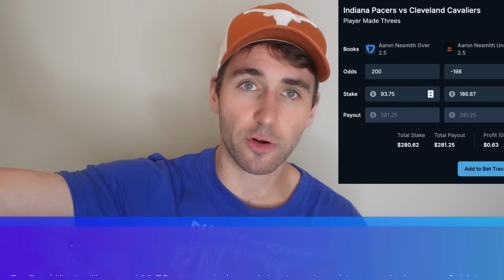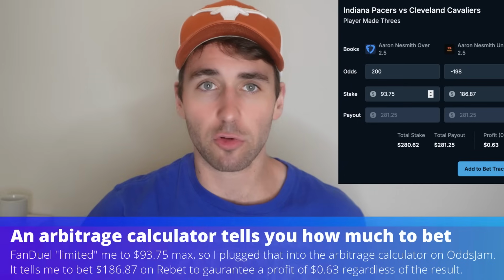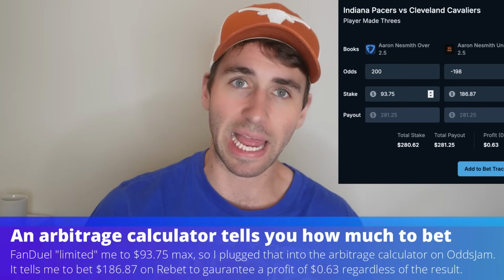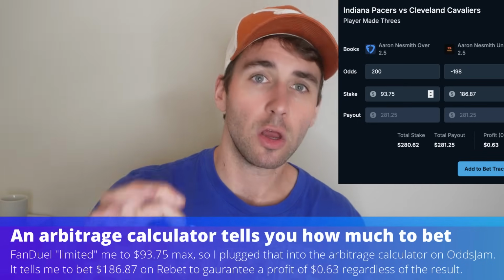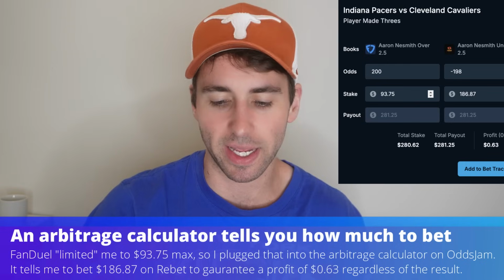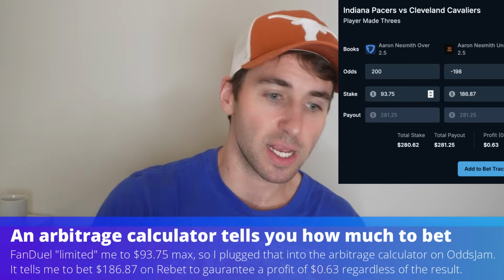So in this scenario, I could bet Neesmith's over on FanDuel, his under on Rebet, and if I do it in the proper proportion, following an arbitrage calculator, I'll make a small risk-free profit. And again, the reason that arbitrage betting is possible in the first place is all of these books, the market is so fragmented, they all set their own odds.